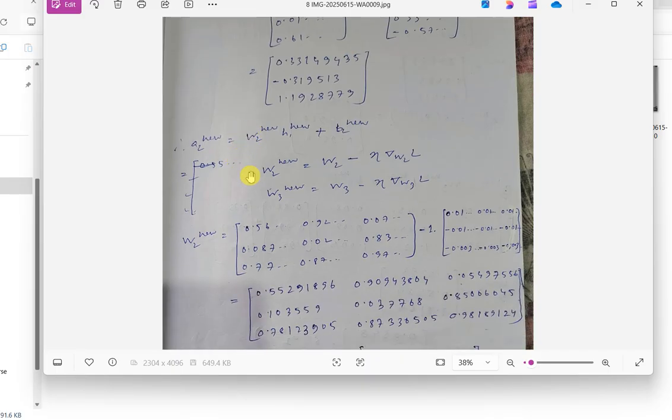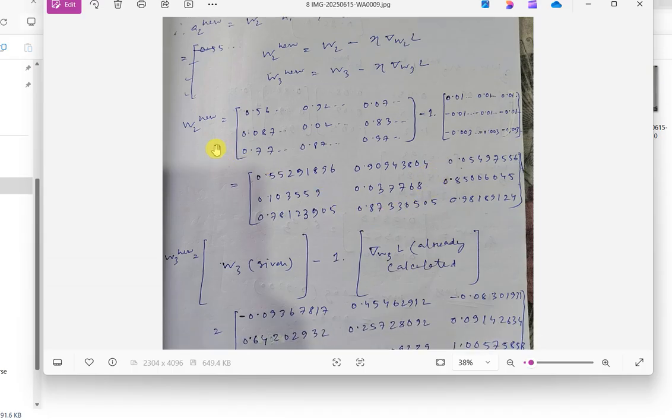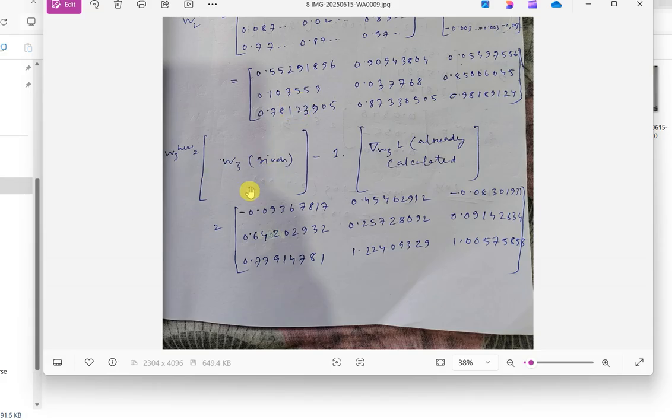And again, for calculating a2 new, we need to know what w2 new is, which will be nothing but w2 minus eta times the gradient of loss with respect to w2. We have calculated the gradient of loss with respect to W2, and W2 is already given. We do the calculation, and we'll get one 3 by 3 matrix, which is our new second weight matrix. Similarly, we can calculate the new third weight matrix using W3, which is already given in the question, and eta is 1, which is also given, and the gradient of loss with respect to the third weight matrix, which we already calculated, and we will get one 3 by 3 matrix, which will be our new third weight matrix.